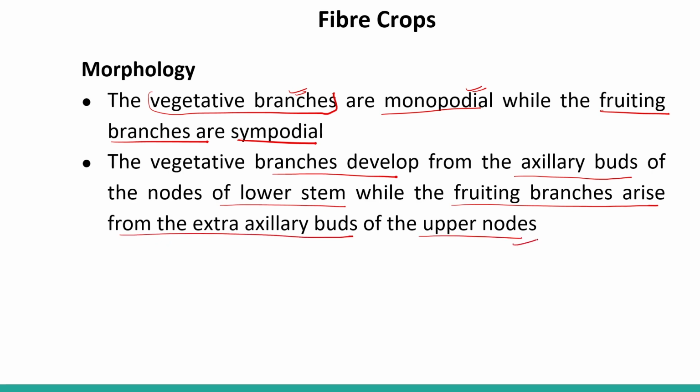of the upper nodes. So from the upper nodes they have extra axillary buds that give rise to the fruiting branches. So they have two types of branches, the fruiting branches and the vegetative branches. Vegetative branches are monopodial and the fruiting branches are sympodial. Now the vegetative branches develop from the axillary buds of the nodes of the lower part of the stem, whereas the fruiting branches arise from the extra axillary buds from the upper nodes.